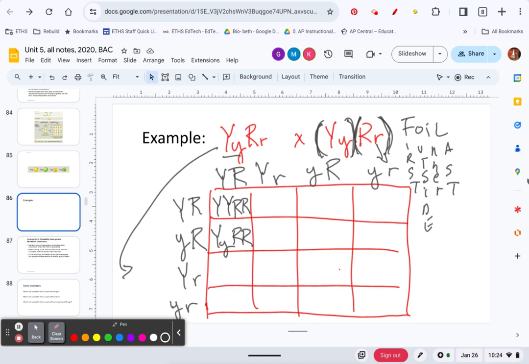Actually, is the big letter always first? Big letter's always first, right? Big letters always go first, yeah. And if you started with Y's, always leave it Y's first and then R's.